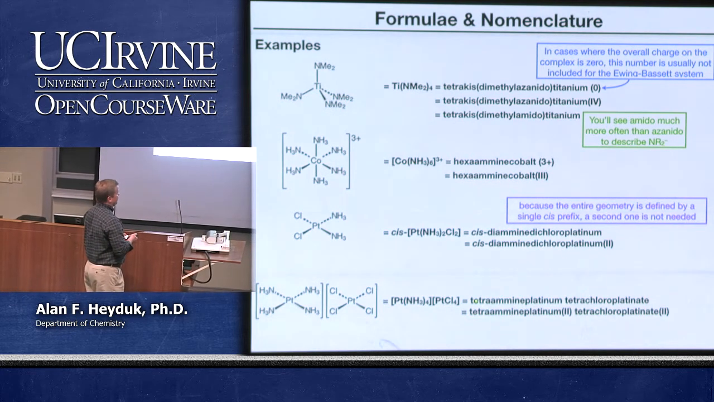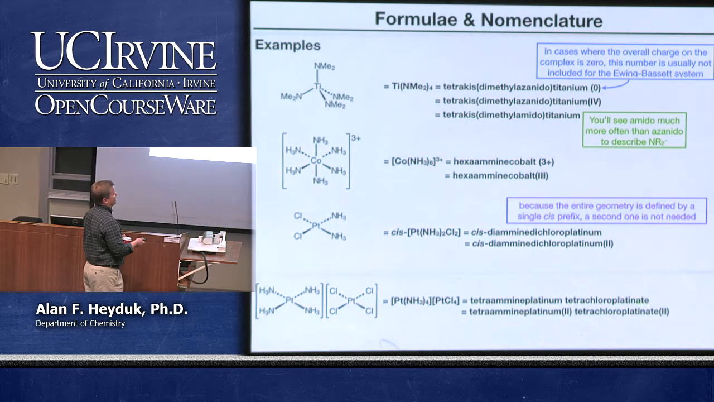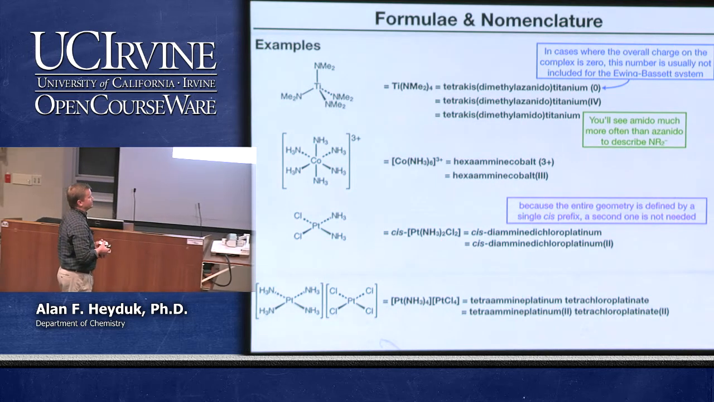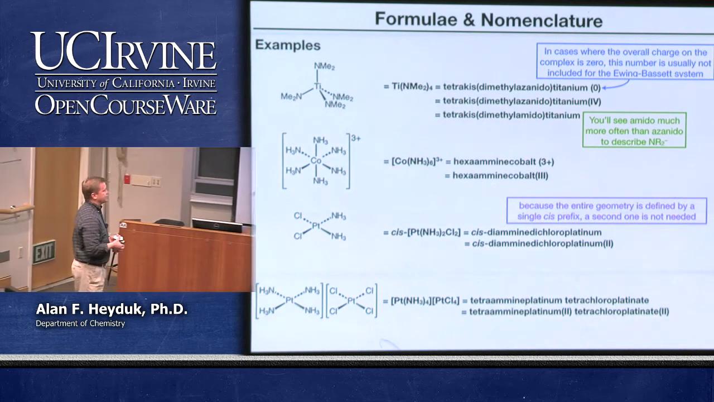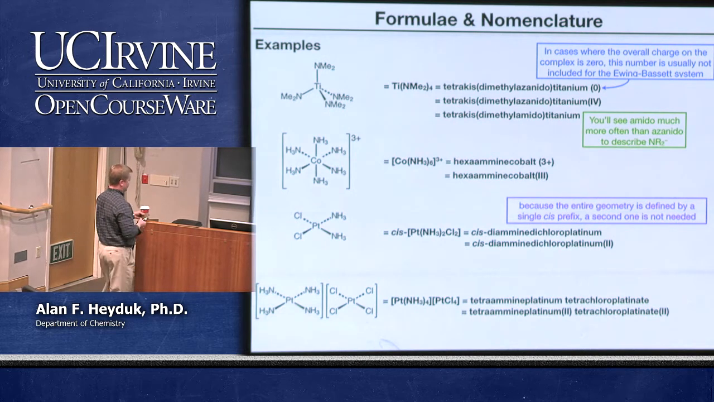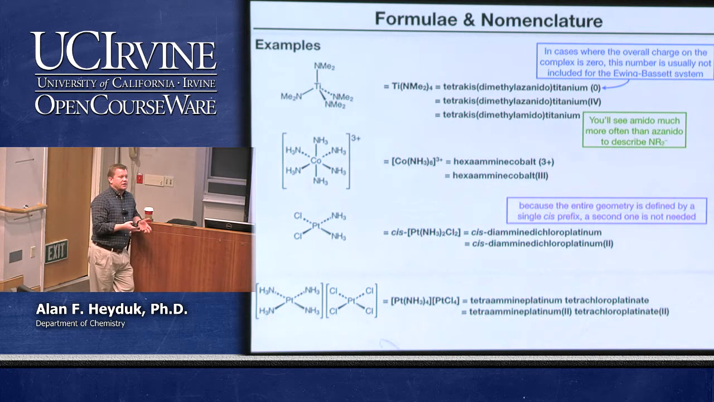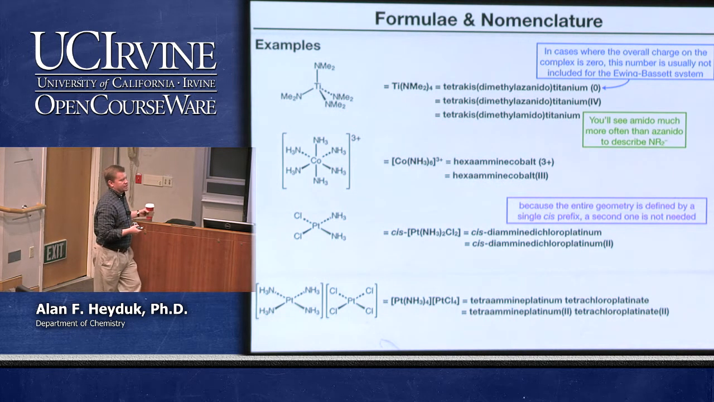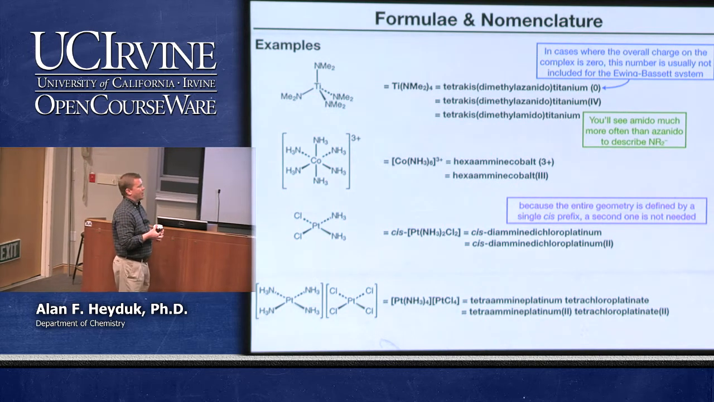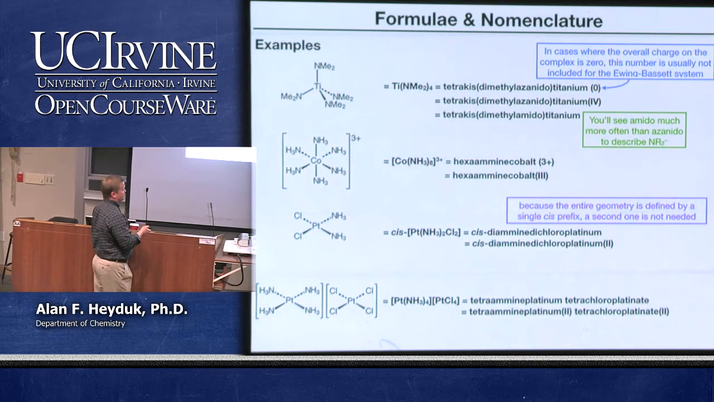When we name, again, cation first, tetraamine platinum, followed by the anion tetrachloroplatinate. Okay? Because it's an anion, we give that ate suffix to remind us that it's negatively charged. Now, because we're naming the entire cation and anion species, for the Ewing-Bassett system, you'll notice that we don't include any charges because they're already balancing each other out.